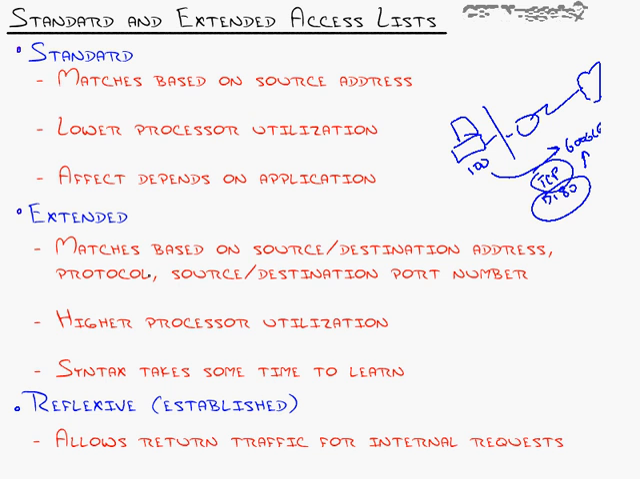It does have higher processor utilization, and the syntax is pretty complex. We'll see that in a moment. Reflexive access lists allow traffic, return traffic, for requests that originated from the inside of your network. Let me explain that in English. We've got an internet connection here, right? The internet is a scary place. We don't want uninvited traffic to just be able to come in from the internet. So initially your thought might be, I want to deny everything, deny all from the internet. And it sounds like a good idea. Any traffic that originates from the internet will be denied from getting into my router.